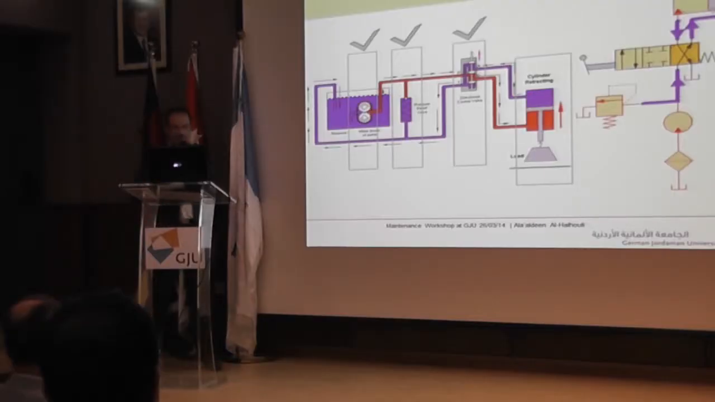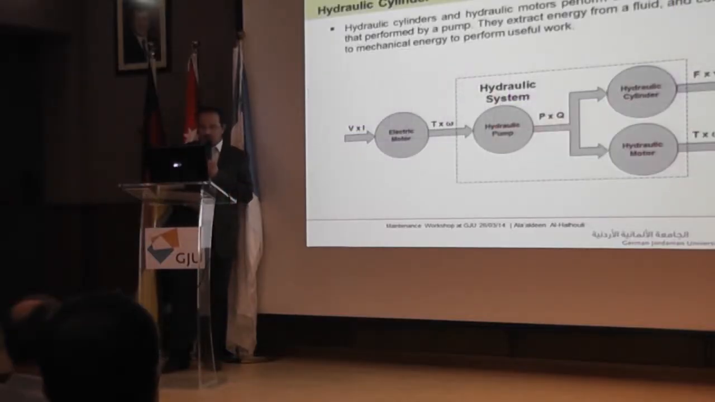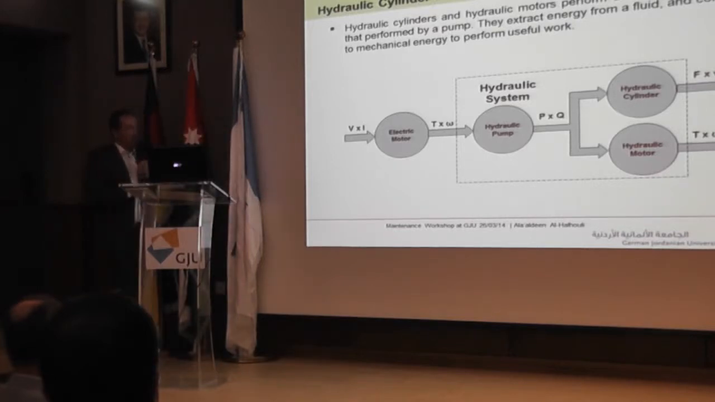The last element in our circuit is the cylinder itself. As you know, we now have a hydraulic pump, piping, control valving, and hydraulic cylinders. If we talk about hydraulic actuators, there are two types, linear or rotational. You have a hydraulic motor or a linear actuator. If we are talking about hydraulic motors, we also have two types.